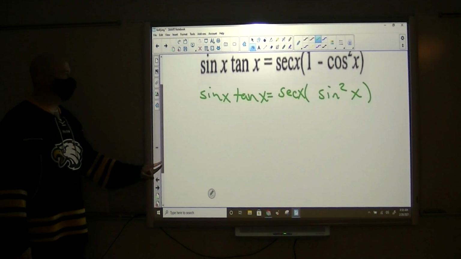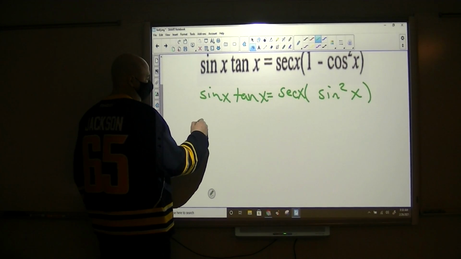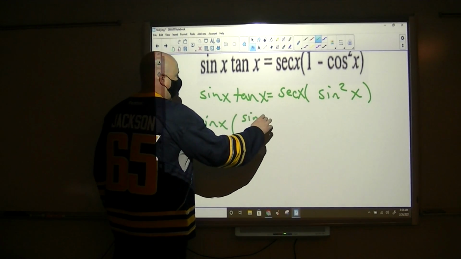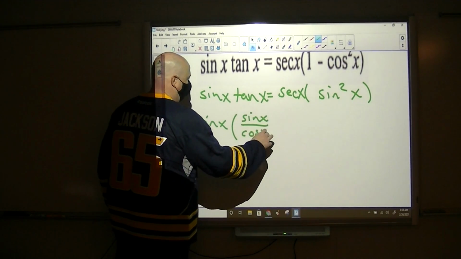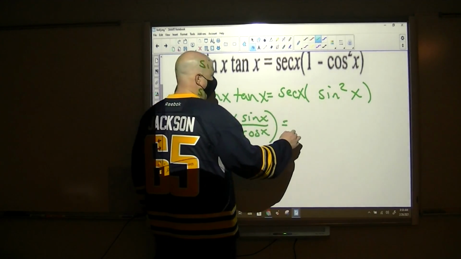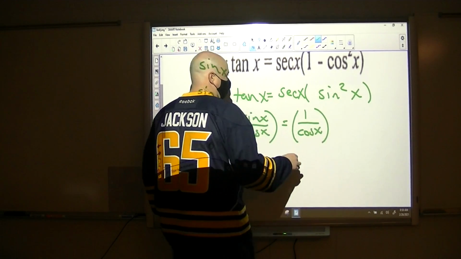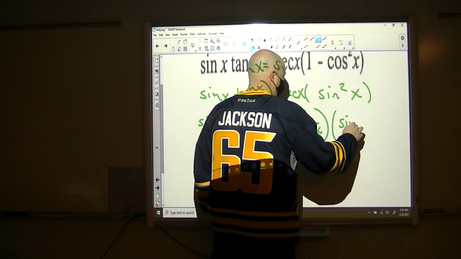So that's what I'm going to do. I've got sine x, which is just sine x. I've got tangent x, which is sine over cosine. I've got secant x, which is 1 over cosine. And then I've got sine squared.